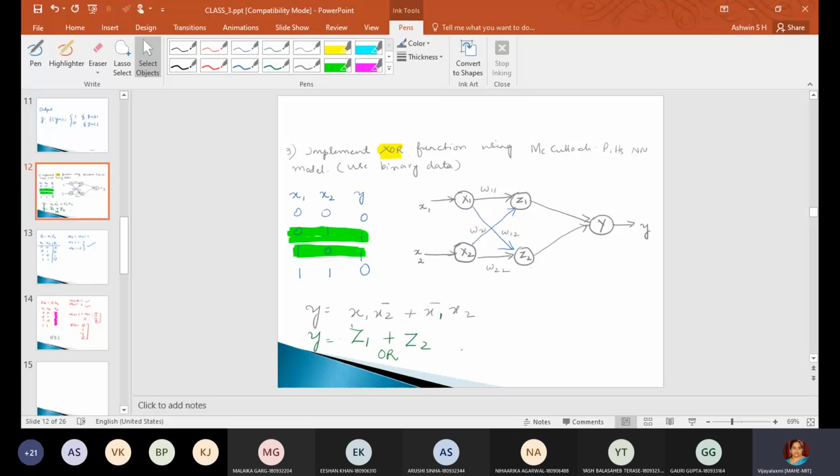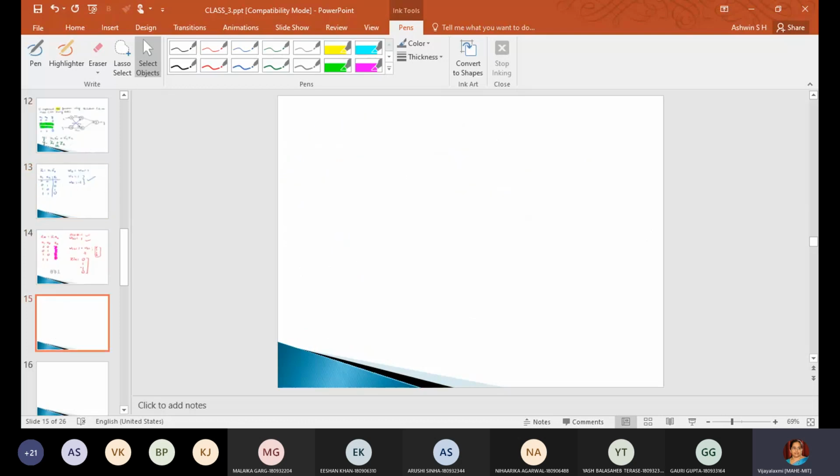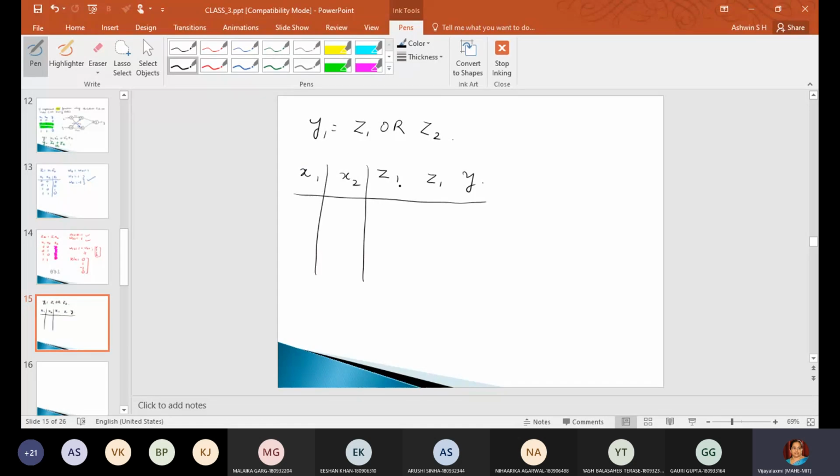Now the third step you have to do is, the third function is Y1 is equal to Z1 or Z2. So you can write here x1, x2, z1, z2, the final y. Okay, the complete diagram I'll write, but the first part is not required. But still, since we know, I'll just write this 0, 0, 0, 1, 1, 0, 1, 1. I think it is 0, 1, 1, 0.